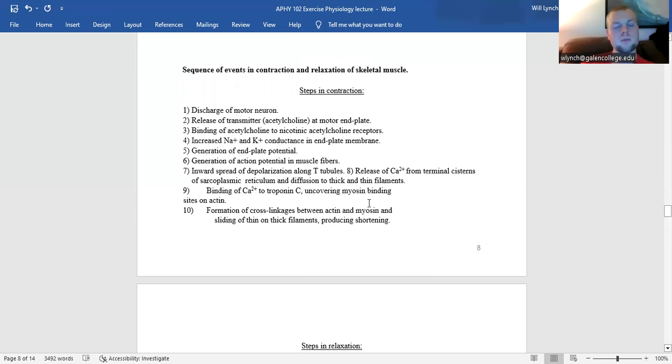This will uncover the myosin binding site by moving tropomyosin away from it. At that time, the myosin head will be able to bind to the actin, and we will pull the thin filament in towards the thick filament.